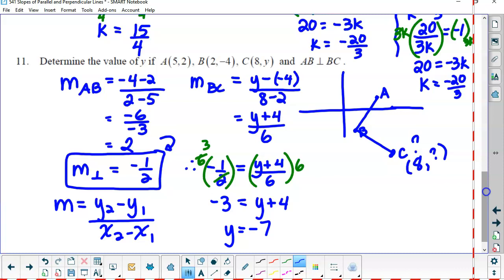And that makes sense in my diagram. That y value is going to be negative, less than the y value of B, which was negative 4, so that makes sense.